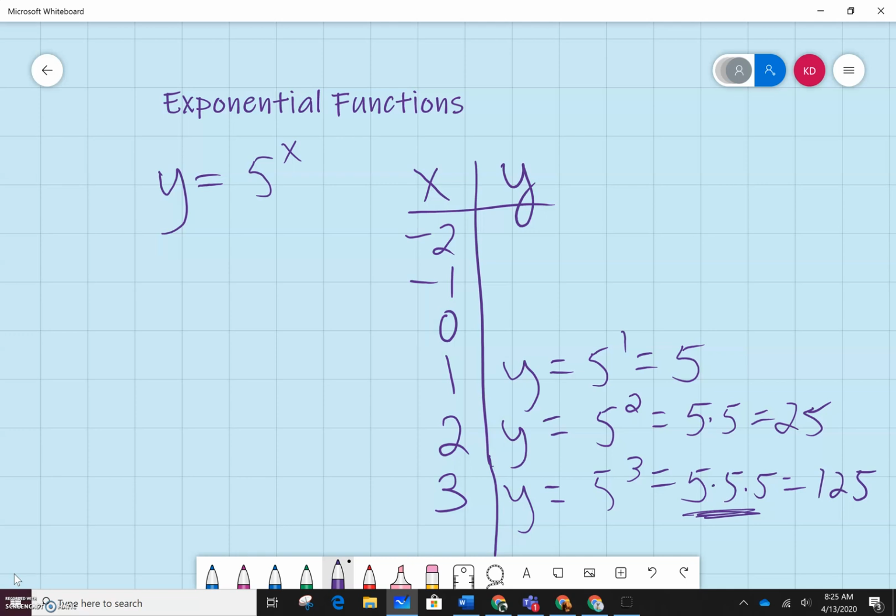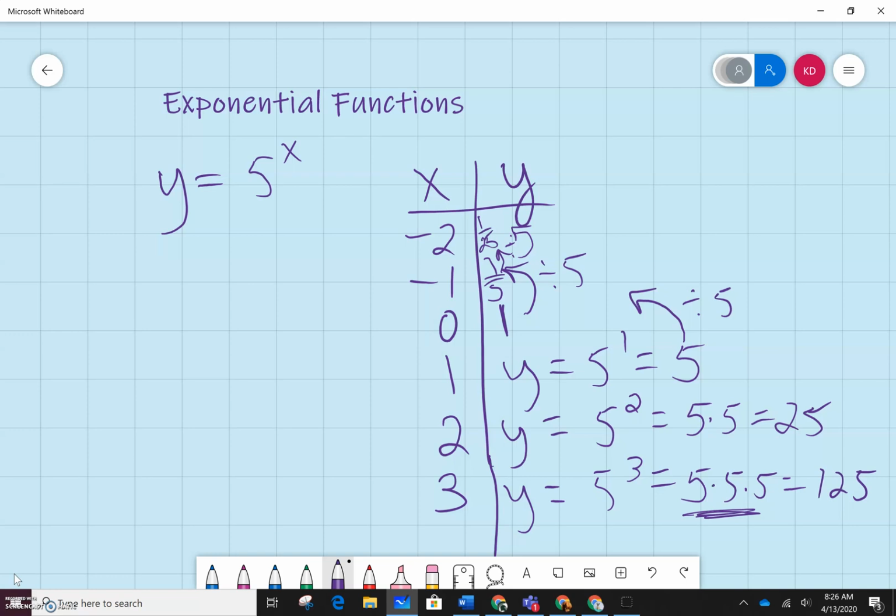So moving backwards, if I divide by 5 to get to the exponent just before, 5 divided by 5, if I'm moving in this direction, I'm going to divide by 5, so that'll give me 1. And if I divide by 5 again, that'll give me 1/5. And if I divide by 5 again, that'll give me 1/25.